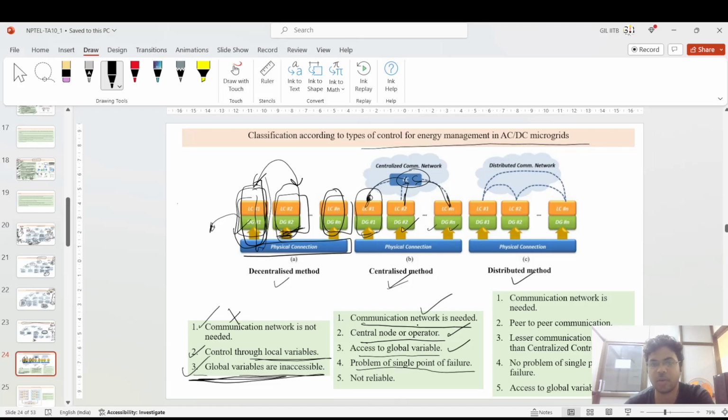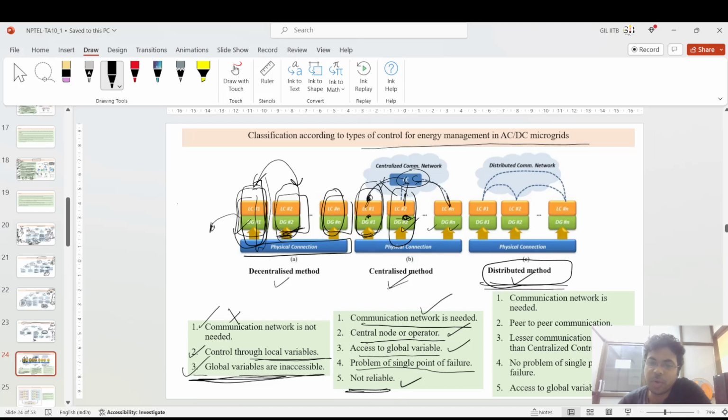And there is a certain problem, since this is a single point of failure, because DG1 has to be adjusted based upon DG2. If this central communication gets interrupted, then DG1 or DG2 fails. They fail because there is no central communication, though it has accessibility of the global variable, and this situation is also not reliable.